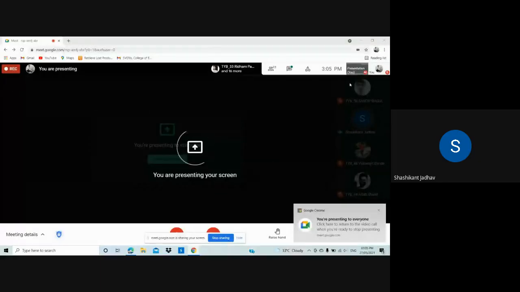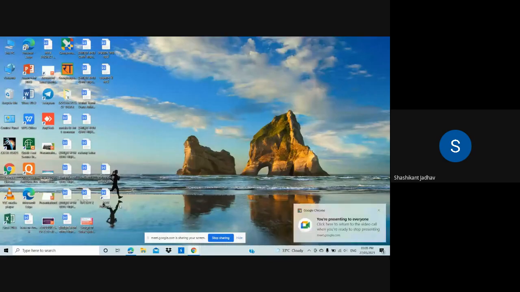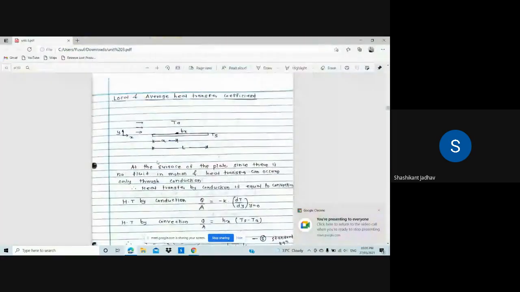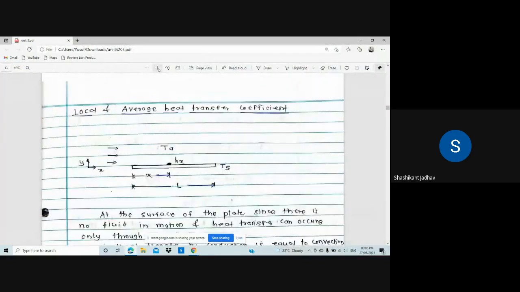Okay. Once again, good afternoon, all of you. In the last lecture, we discussed the boundary layer concept, that is the hydrodynamic boundary layer or velocity boundary layer. We discussed the laminar flow layer, then the transition zone, then the turbulent zone. For that, we discussed the velocity boundary layer. After that, we discussed the thermal boundary layer.